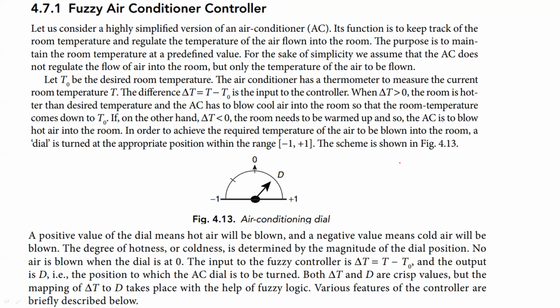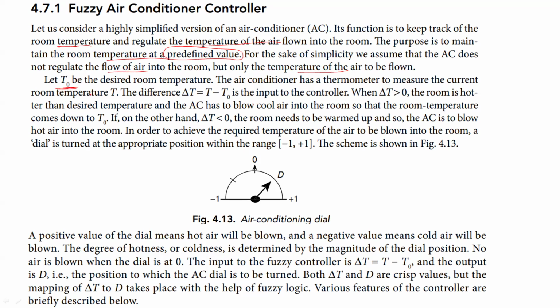So just consider a simplified version of an air conditioner. It keeps track of the room temperature, as you can see here, and it regulates the temperature of the air. The purpose is to maintain the room temperature at a predefined value, that is our aim. We assume that the AC does not regulate the flow of air into the room, but only the temperature of the air. Only the temperature has to be controlled.